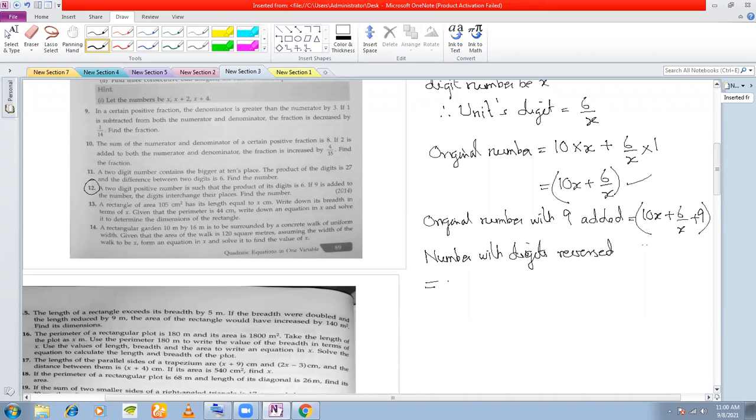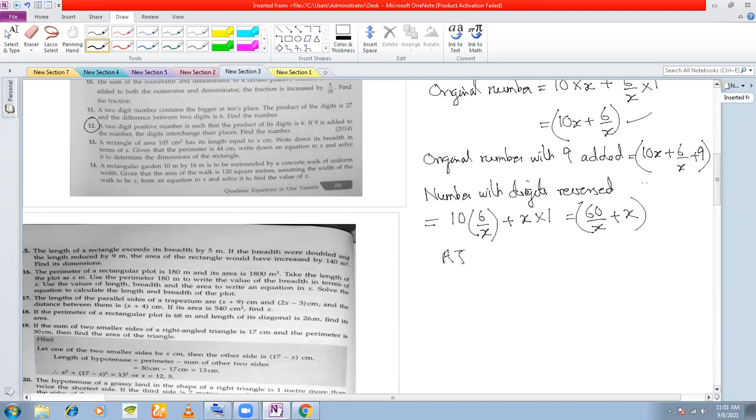If you see here, I had taken x as the tens digit and 6 by x as the units digit. Now, this time 6 by x becomes the tens digit if I reverse the order of the digits, and x becomes my units digit. Right? So the number here is 60 by x plus x. That is what the number becomes. And according to the problem, if I add 9 to the number, it becomes equal to the number with digits reversed. So therefore, these two must be equal. Therefore, 10x plus 6 by x plus 9 must be equal to 60 by x plus x.